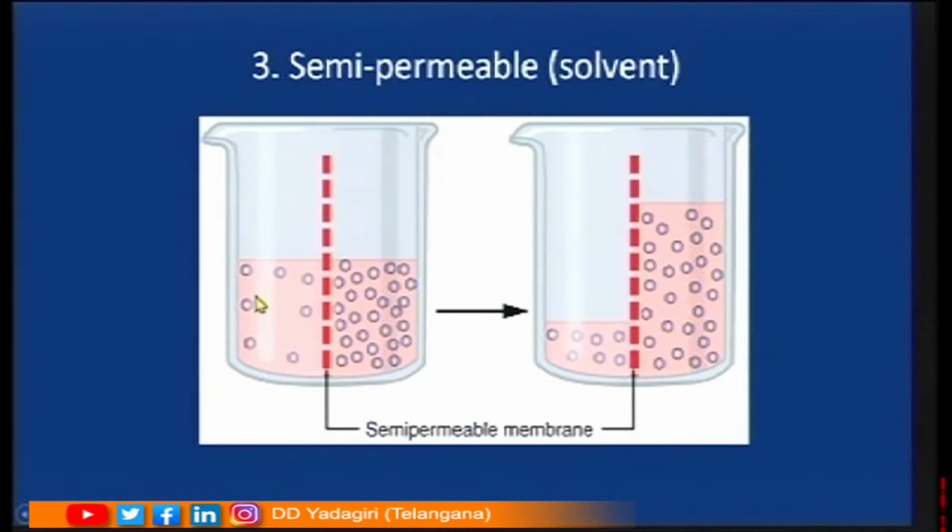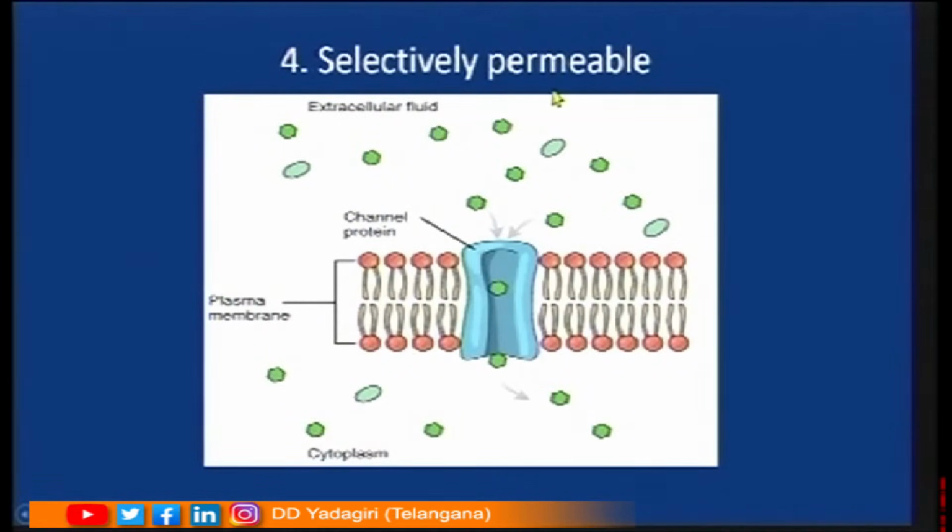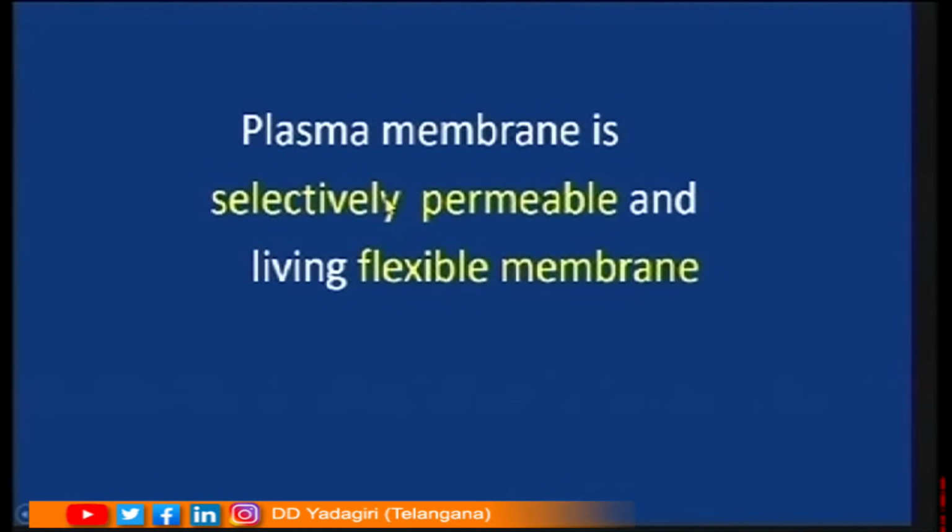Semi-permeable. See, you can clearly see the semi-permeable is the membrane in which the molecules are entering from lower concentration to higher concentration. Next, selectively permeable. Only certain selective permeable things are allowed here. You can see there are certain substances here. This is extracellular fluid. This is the channel protein, this is the plasma membrane and this is the cytoplasm. You can clearly see that the materials are entering it. Not all the materials are entering, children, only the selective permeable substances are entering. So plasma membrane is a selectively permeable membrane and a living flexible membrane.